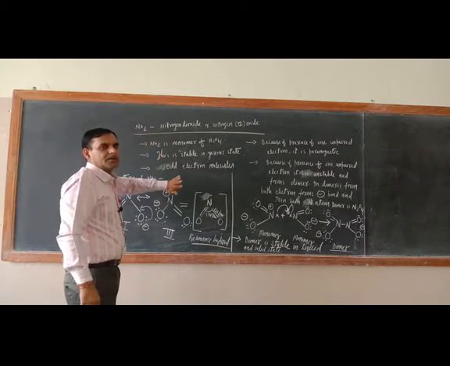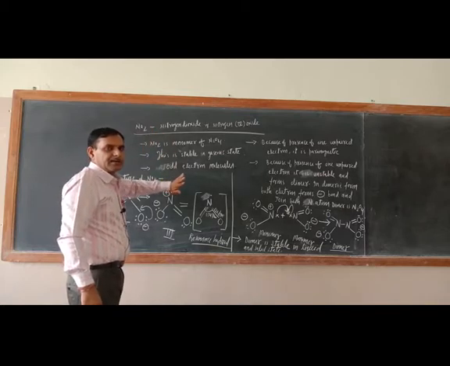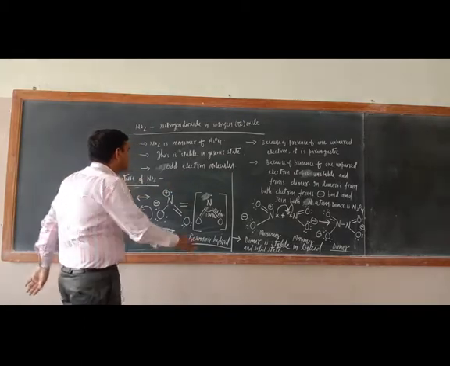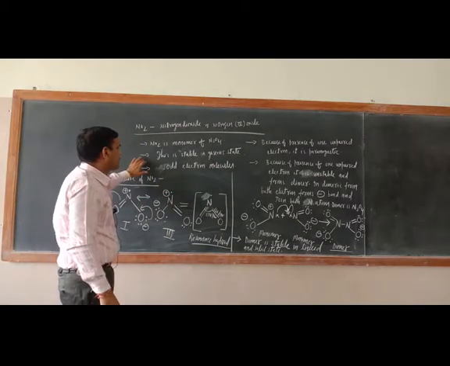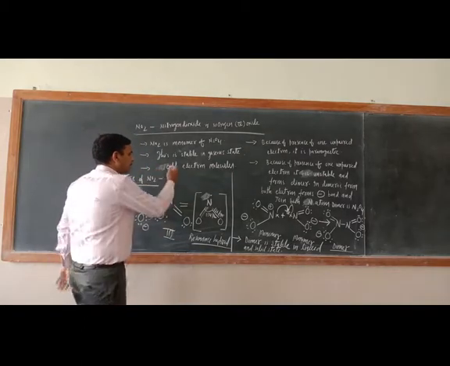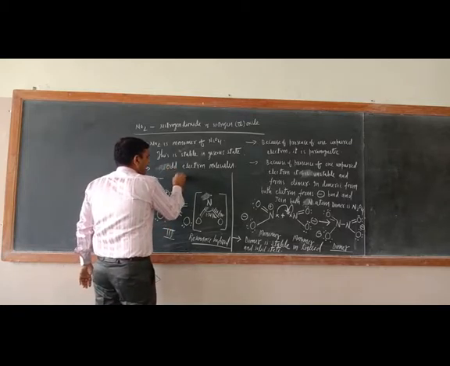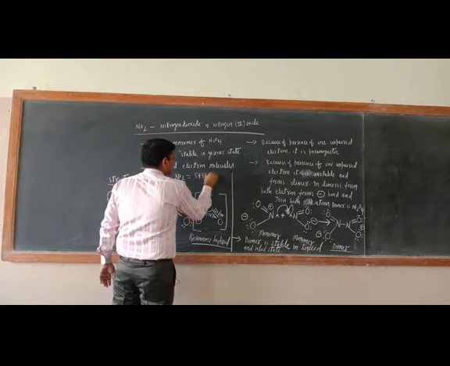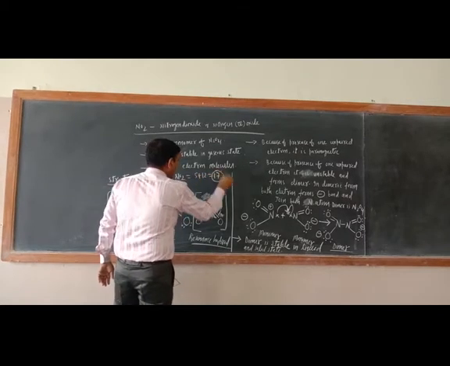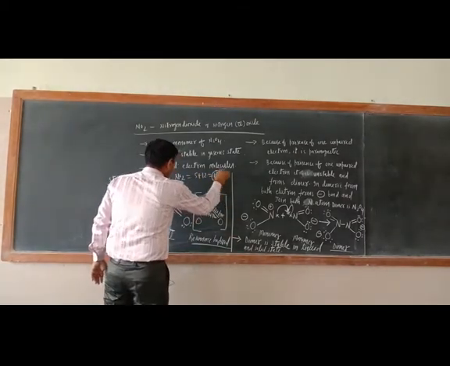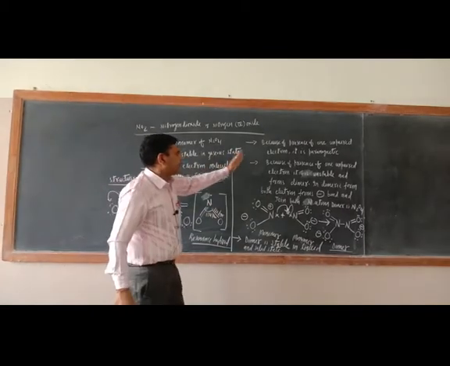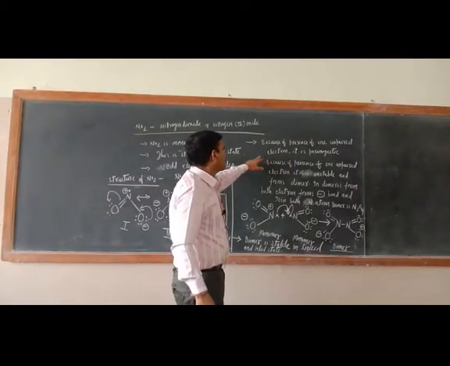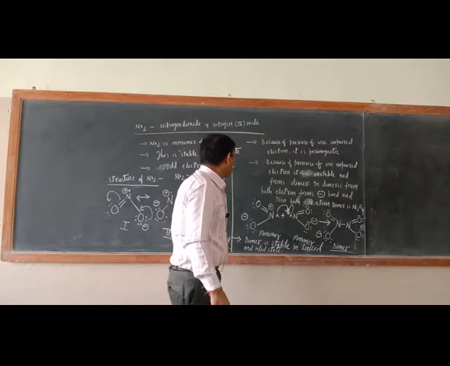We'll tell about N2O4 in detail later. Just concentrate on this one. It is an odd electron molecule. Already I told you why it is an odd electron molecule, because here 5 plus 12, total 17 electrons are there. Because of the presence of one unpaired electron, it is paramagnetic.